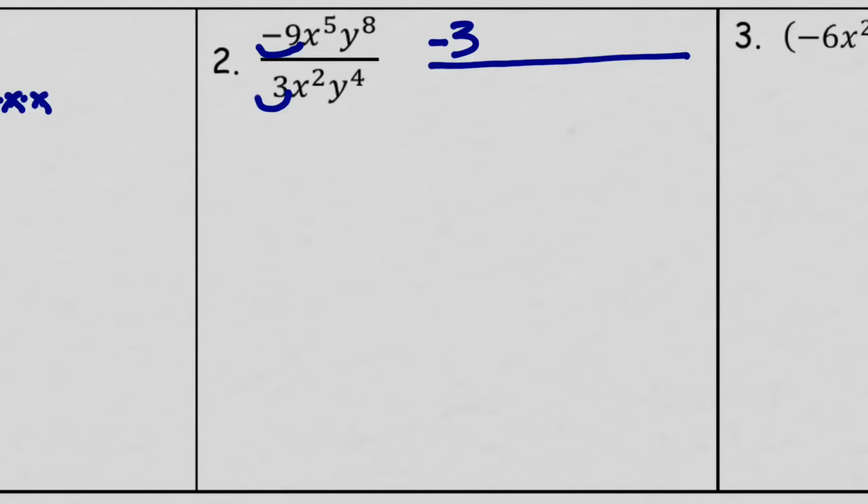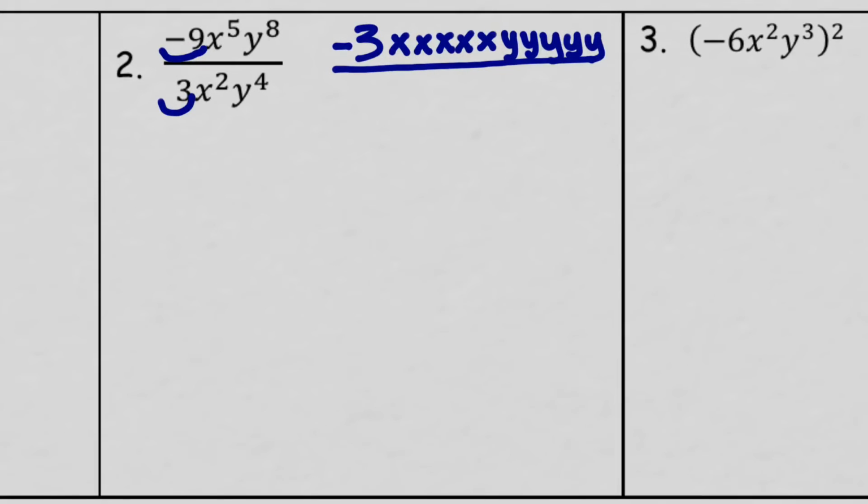I see that I have 5 copies of x on top: 1, 2, 3, 4, 5. And I have 8 copies of y: 1, 2, 3, 4, 5, 6, 7, 8. I moved on the other side, sorry about that. And then on the bottom, that 3 has already been taken care of. So I've got 2 copies of x, and I've got 4 copies of y.